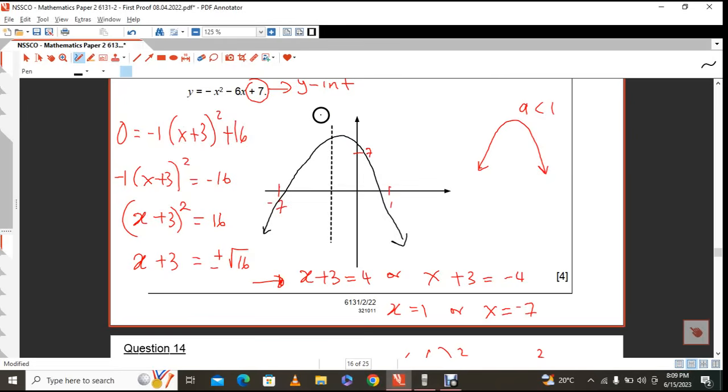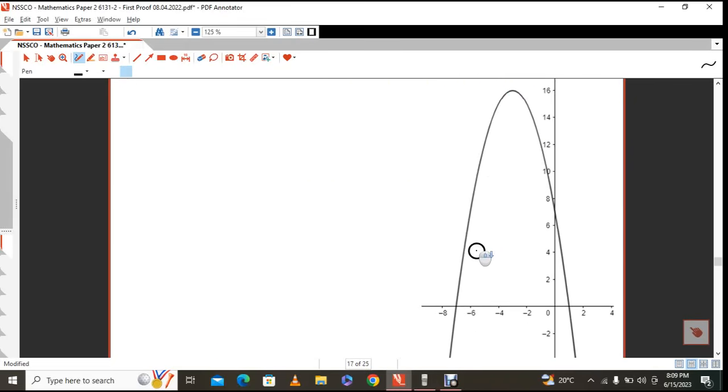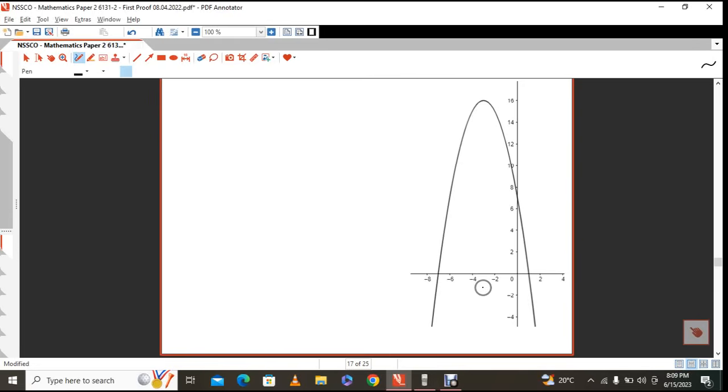So this is x, this is the turning point. The way my graph is drawn, the turning point will be here. It will be negative 3 comma 16, for example. So 16 will be the highest value over there. But I have done it on the other page so that you can see. So this is how that kind of looks like.